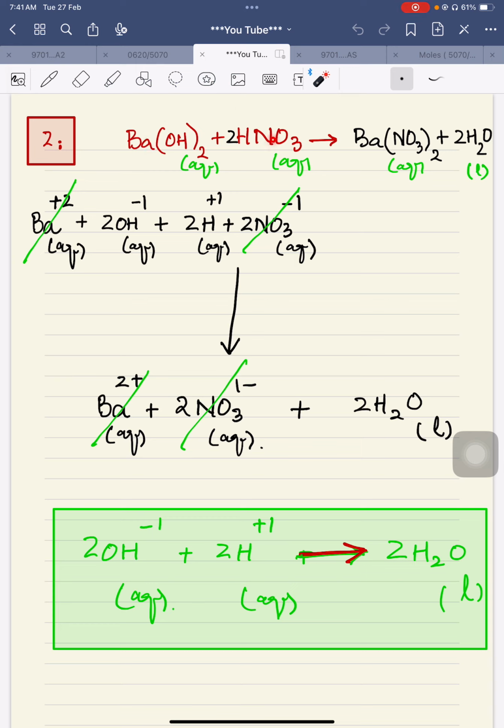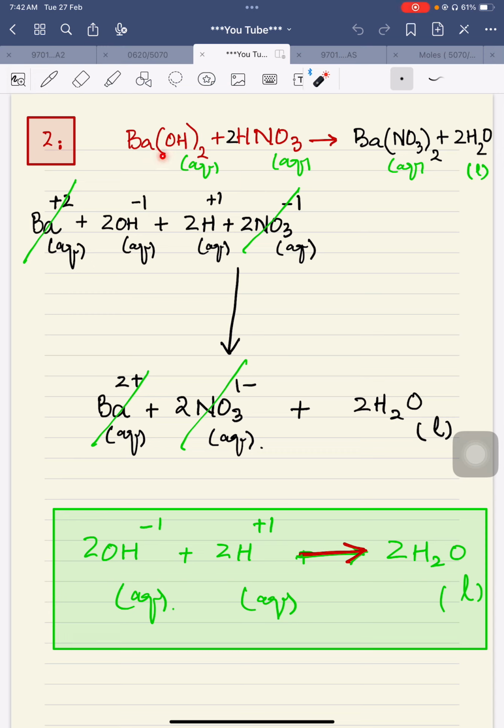What about the nitric acid? It is also soluble. All acids are soluble without any exception, so we are going to consider it aqueous. And what about the nitrates? They are soluble, so we are going to consider them aqueous as well. And what about water? Water will be considered insoluble. That's why it is written as liquid. Now we are going to convert this barium hydroxide and nitric acid into their components.